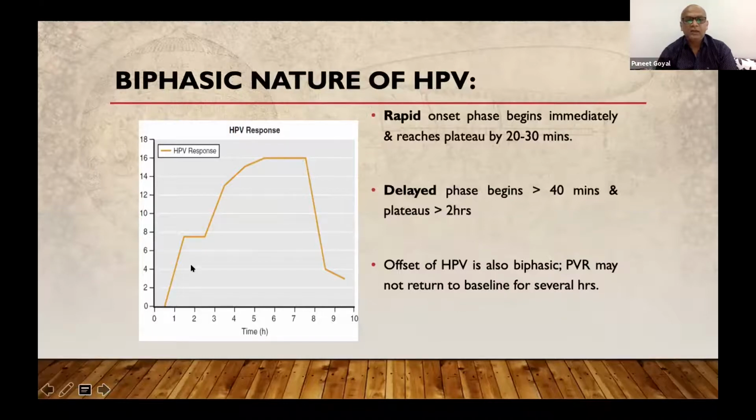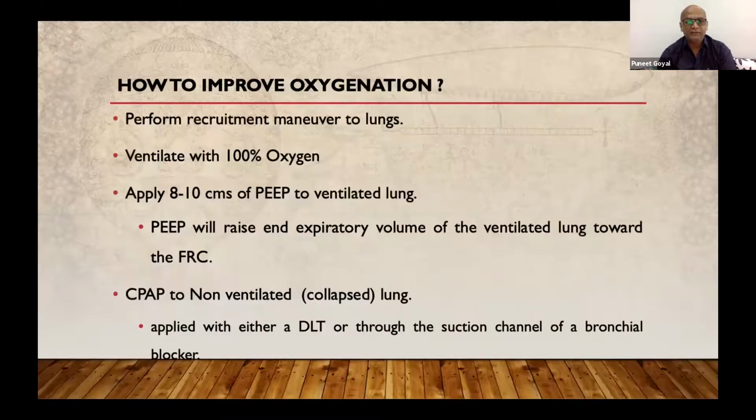Then there is a biphasic nature of hypoxic pulmonary vasoconstriction. There is a rapid onset phase, which lasts for 20 to 30 minutes. And then there is a delayed phase which starts after 40 minutes and plateaus at 2 hours. And offset also occurs in a biphasic manner when you discontinue one lung ventilation. So the major problem during one lung ventilation is when you are unable to maintain saturation of the patient.